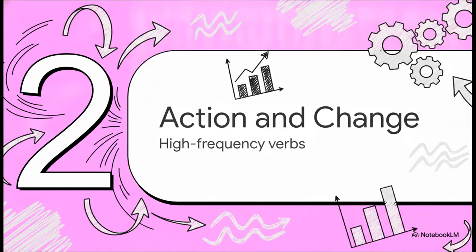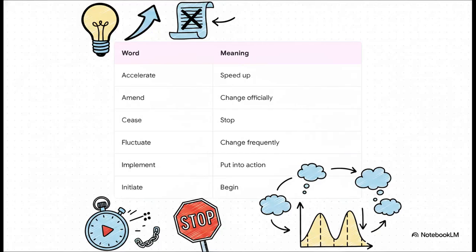Section 2, words of action and change. These are the high-frequency verbs, the words that literally drive the movement in exam reading passages. Whenever an author is describing, say, a new policy, an economic shift, or a corporate strategy, these are the exact words pulling the strings. And we can actually weave these seemingly disconnected words into a logical mini-narrative to remember them all at once. Imagine a business scenario.